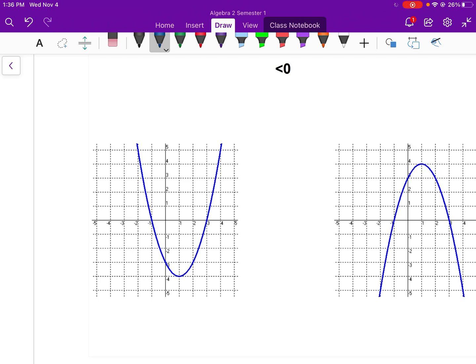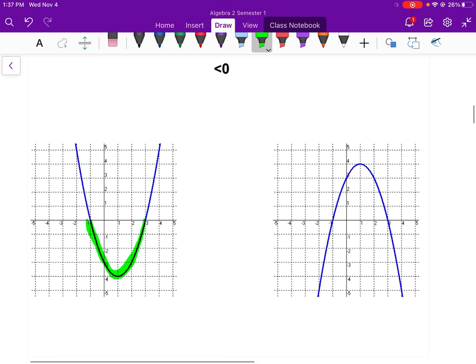When you think about it, less than 0, and it's always y, right? So less than 0, we're going to look below the x-axis. So this part of our parabola right here is where it's less than 0. If we look at this one, again, below 0, less than 0. So that's where we're looking.